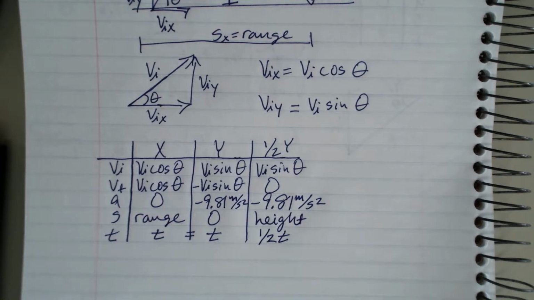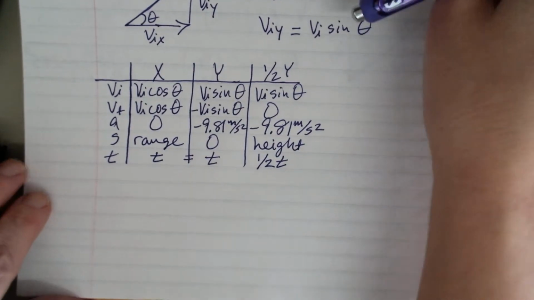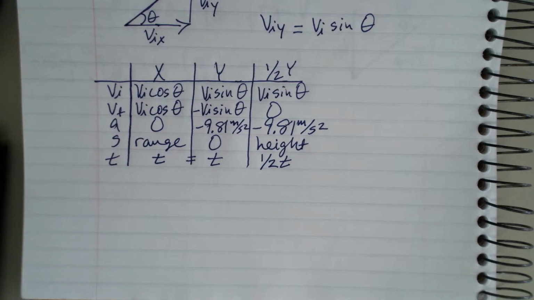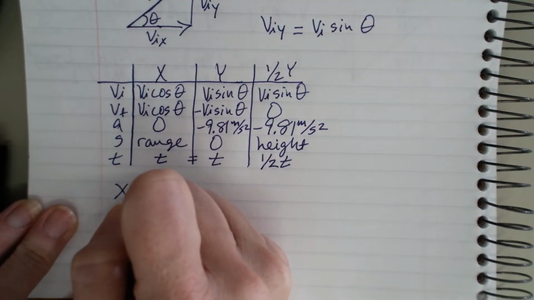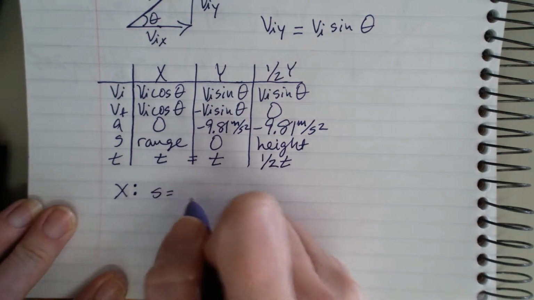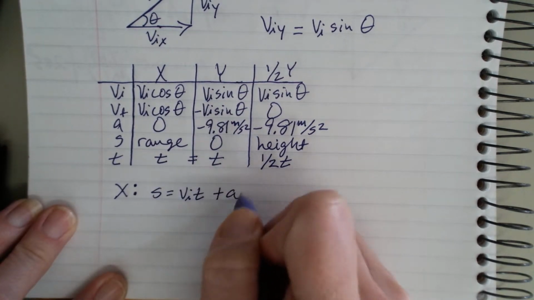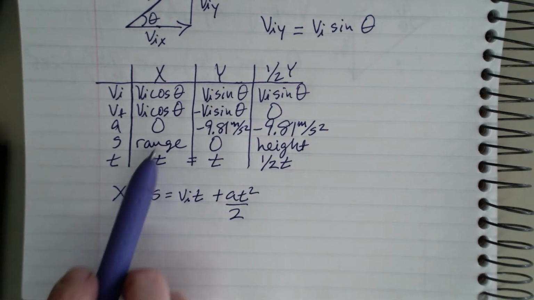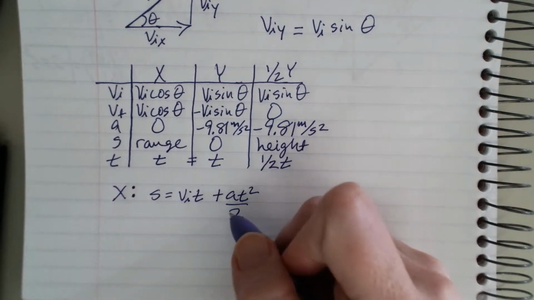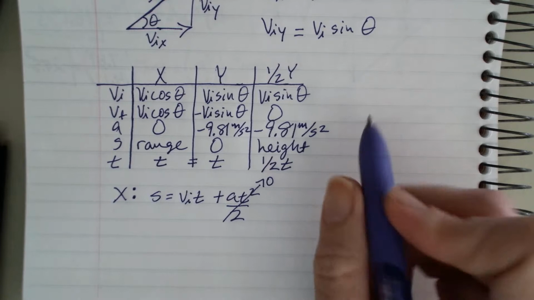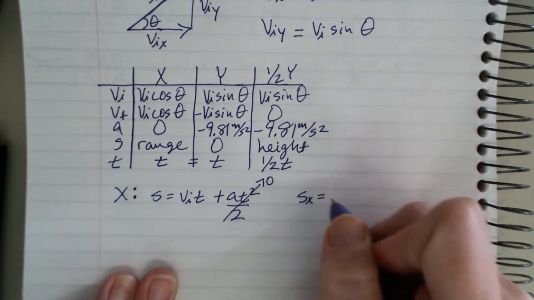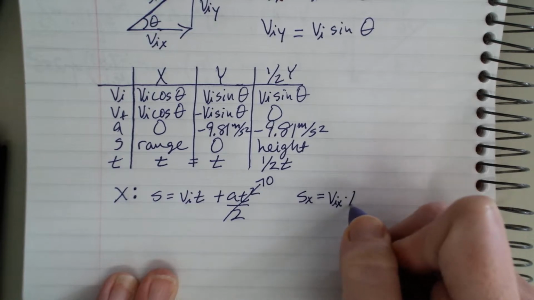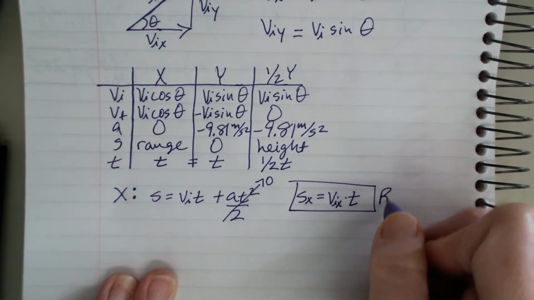Okay? Now, what equations do we like to use with this? Okay. So, well, the x portion is going, it's at constant velocity. So if you're thinking about like your range, okay, s equals VIT plus AT squared over 2, right? What's your acceleration in the x? It's 0. So that means this whole portion goes away. So s in the x is equal to VIX times time. And that will give you your range.